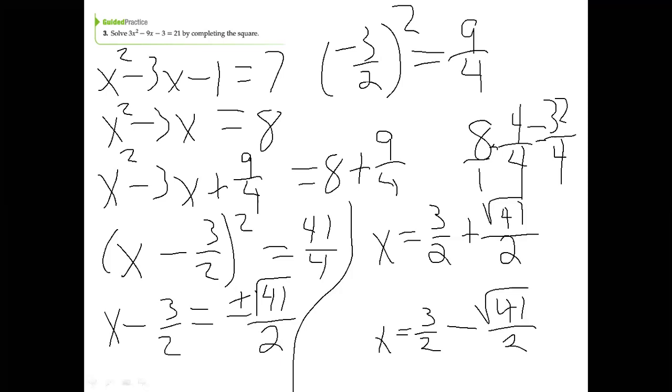Okay, so let's plug those in. So you'd have 3 halves plus square root of 41 over 2, which gives you approximately 4.7. And then if you do it with the subtraction, you get approximately negative 1.7. Okay, so again, try entering those into your calculator and make sure you get 4.7 and negative 1.7. All right.